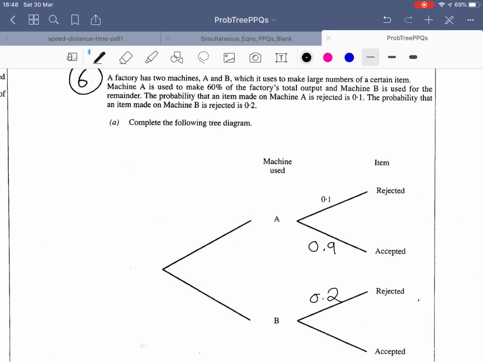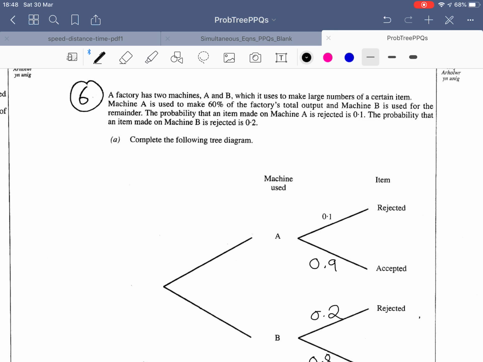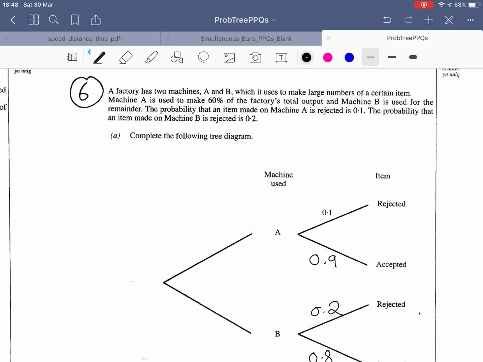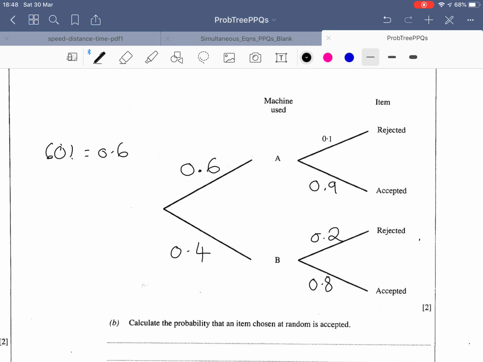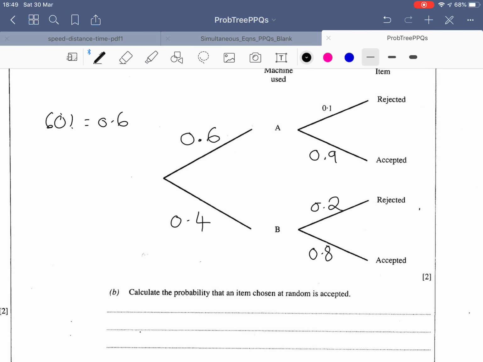Now we just need the machine used. It said machine A is used to make 60% of the factory's total output, and machine B is used for the remainder. So this has got to be 60%. I'm going to change that to a decimal so it's easier to use. So we know 60% is 0.6. And then we know B is going to be 0.4 because they said that's the remainder. Right, we've filled in our diagram.